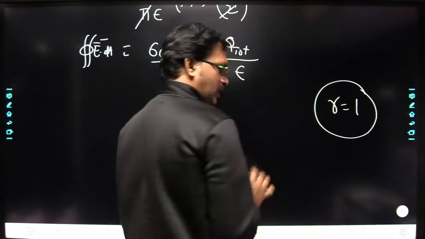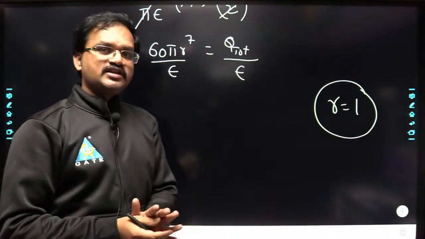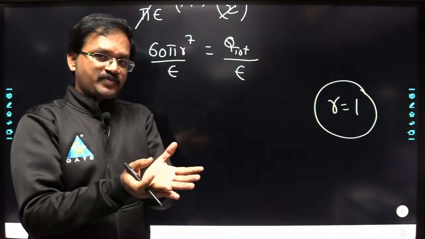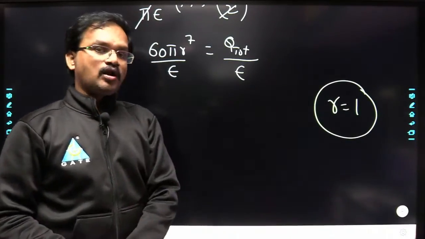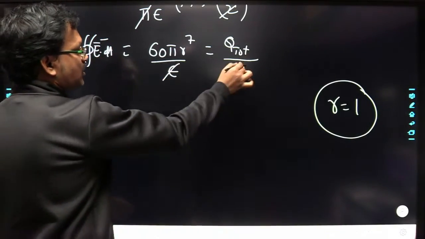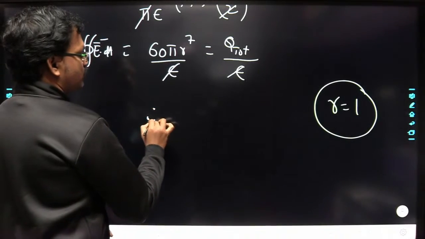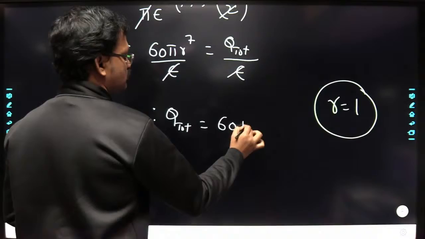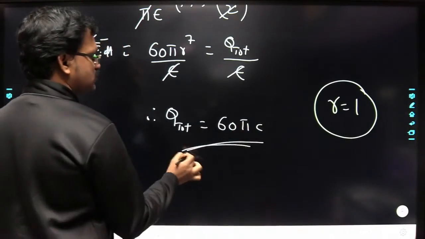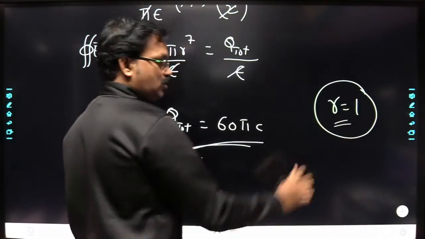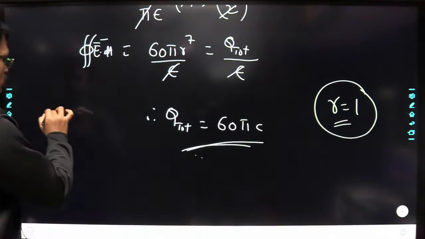The radius of a unit sphere is equal to 1. You have to determine the total charge that is present within the unit sphere. That means you have to consider r equal to 1. So now epsilon will get cancelled, therefore you will get Q total. Q total is equal to 60 pi coulomb, since here r equal to 1. So this is the total charge.